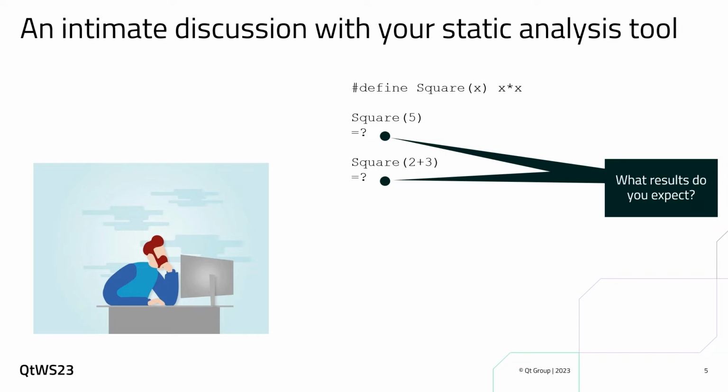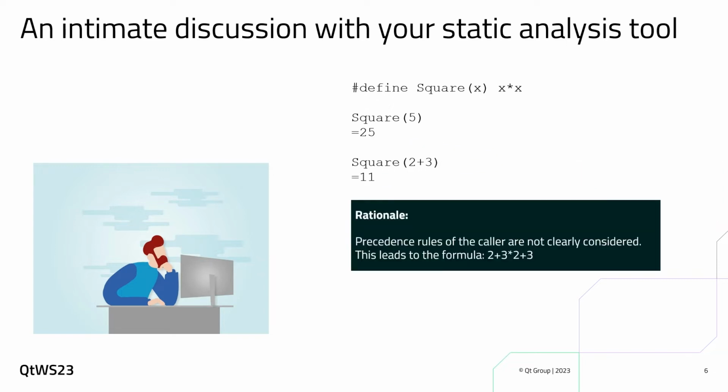Okay. Next question is, what is square of 2 plus 3? I heard different things. What is it? Oh, really good. So you've seen that example maybe before. But sometimes it takes a little bit longer to get it, because it's a pure textual replacement. So what happens in reality is 2 plus 3 times 2 plus 3, which is 11.